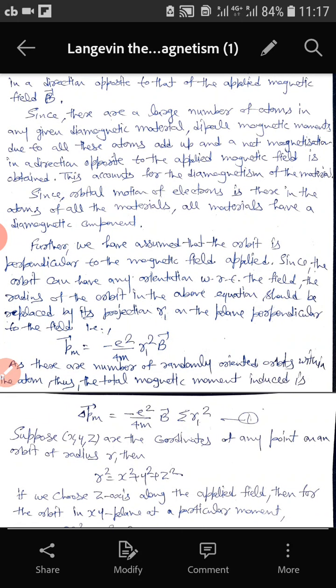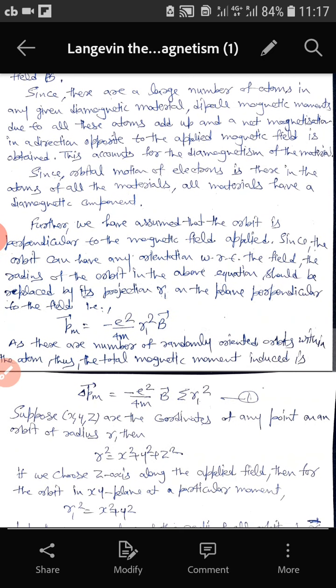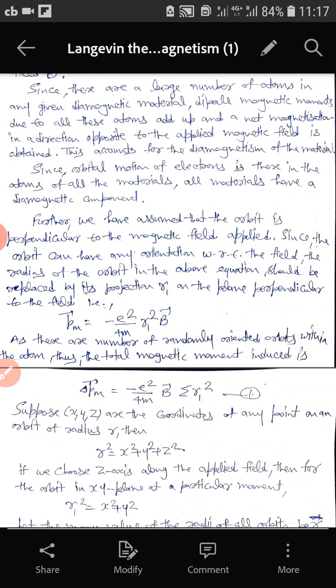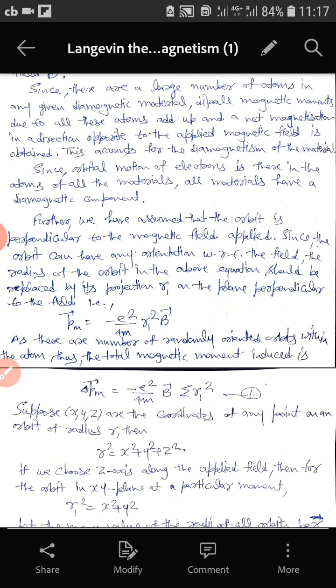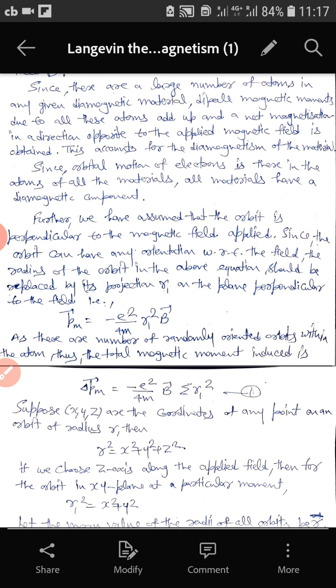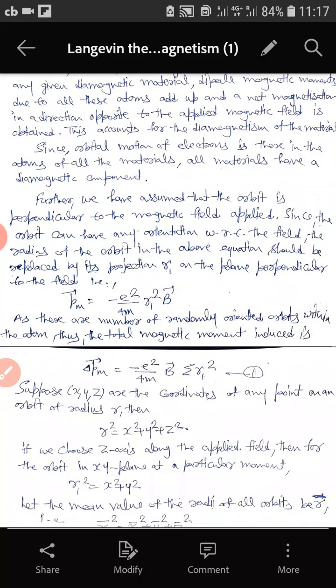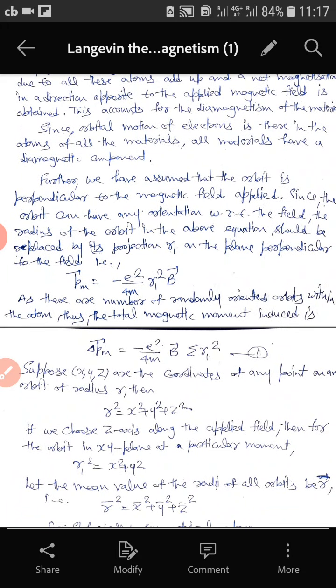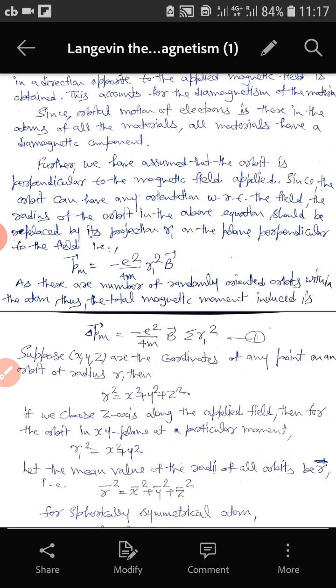But due to some other reason, the other component of magnetism will dominate, and due to that we call those materials para and ferromagnetic. That we will discuss later in our coming article. But the thing is that the diamagnetic component, which is due to the orbital motion of electrons, is present in each and every atom.